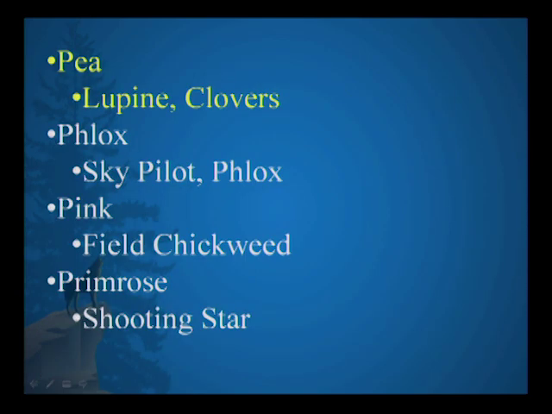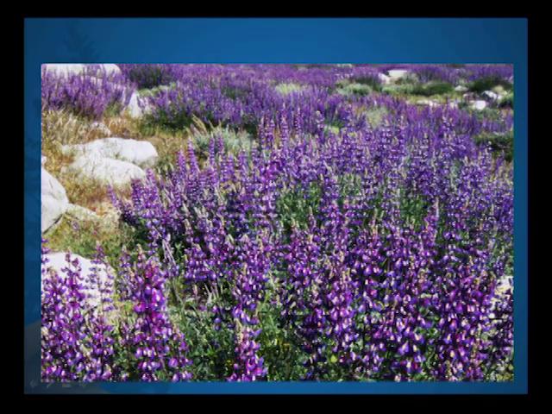Pea family, an important family at a lot of levels. Lupin is probably the most common one that you see up there. We also see a lot of clovers in the ecosystem.